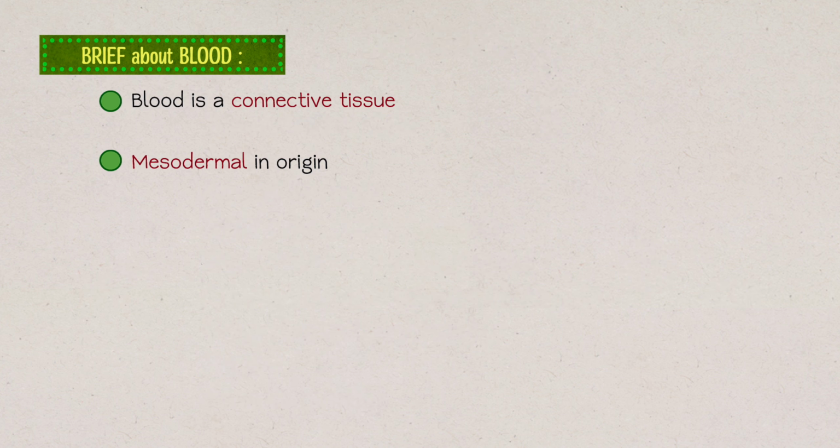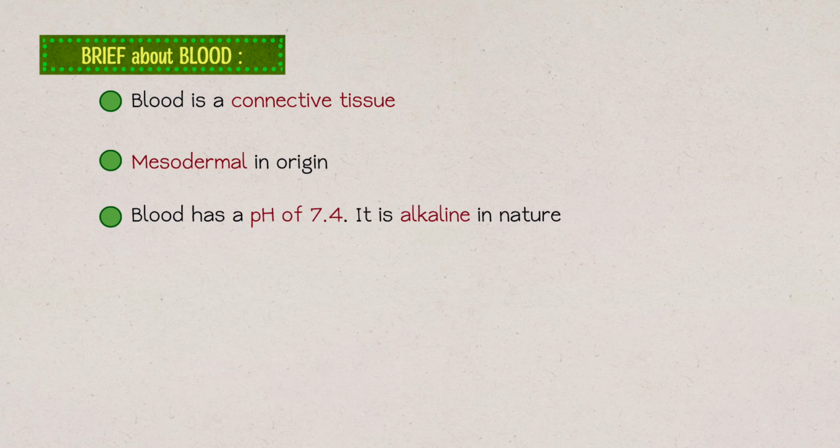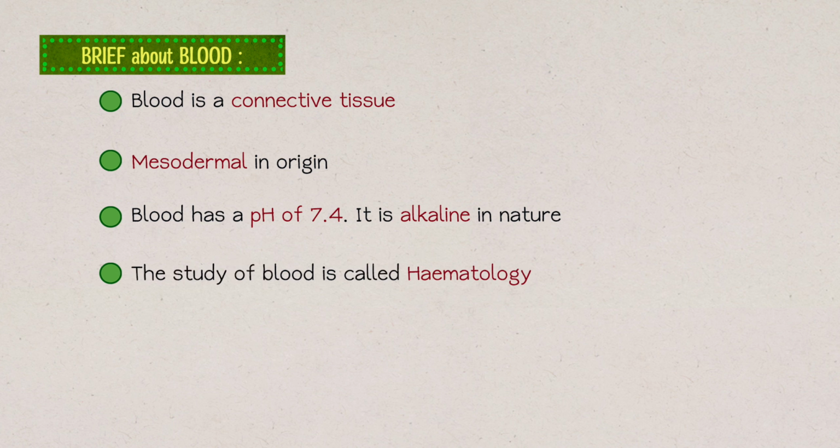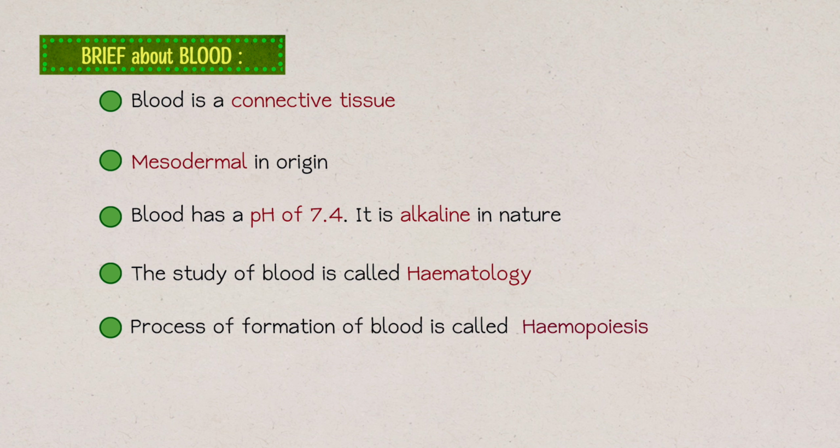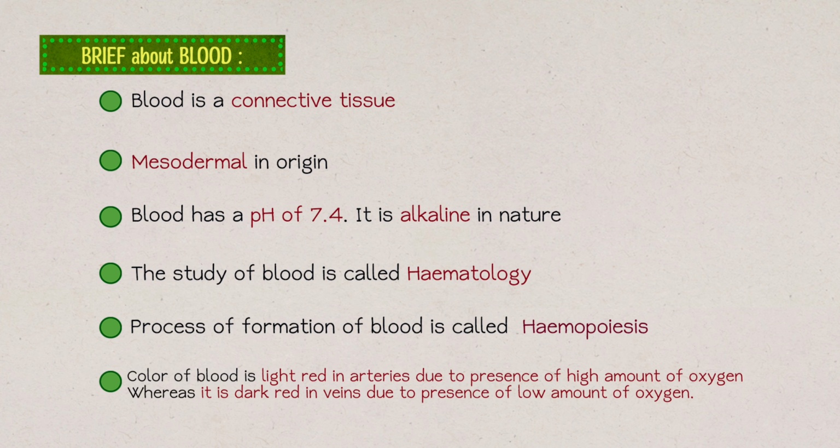What is blood? Blood is a connective tissue, and it is mesodermal in origin. It has a pH of 7.4, which makes it alkaline in nature. The study of blood is called hematology. The process of formation of blood is known as hemopoiesis. The color of blood is light red in arteries because of high oxygen content, while it is dark red inside veins due to lower content of oxygen.